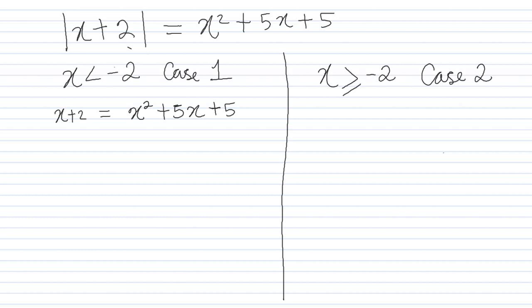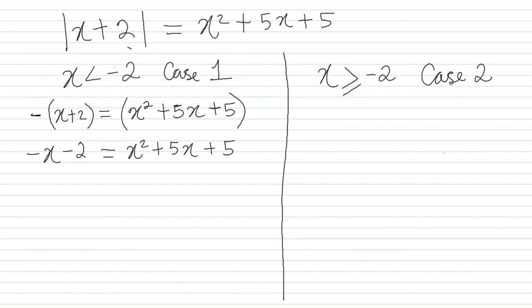So you have x plus 2 and x squared plus 5x plus 5. Well, since we're dealing with a situation where x is potentially negative, we just put a negative here. When you can either put a negative in front of x plus 2, or you can put a negative in front of x squared plus 5x plus 5, it's just going to give you the exact same answer. I just prefer to put my negative in front of x plus 2. So what you end up with is negative x minus 2 equals x squared plus 5x plus 5.